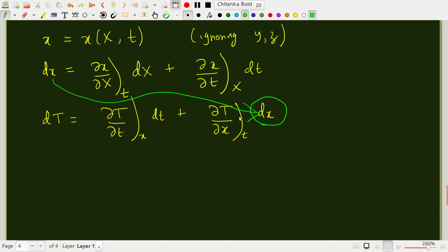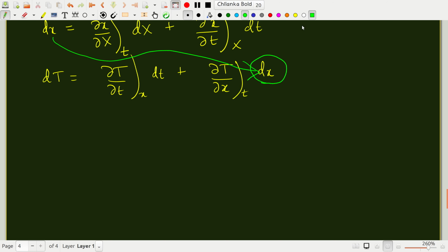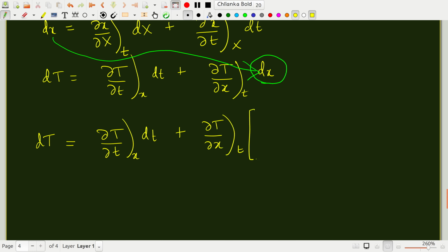Okay, so if I do that, it's a very straightforward algebraic operation. So I'll get the total differential of temperature: partial T, partial time at constant x, dt, plus... Now I'll write this partial derivative as such. Now instead of dx, I'm going to write partial x by partial X at constant t, dX, plus partial x by partial t at constant X, dt.